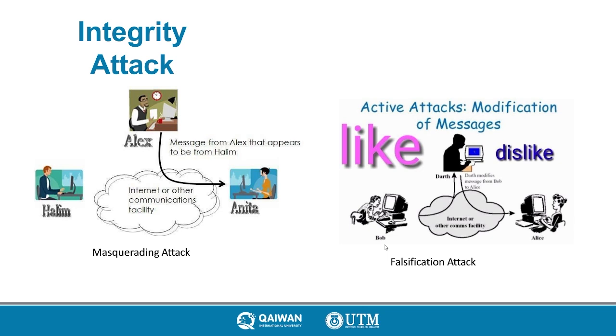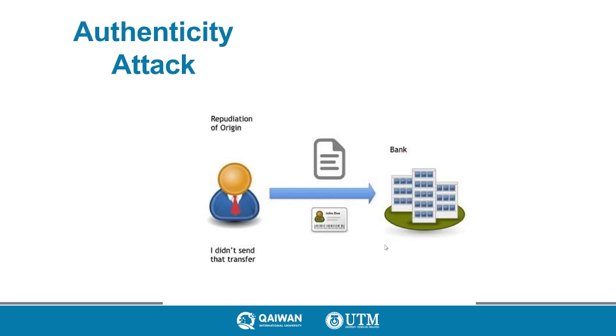Or falsification. This one would be masquerading or pretending to be someone. A falsification attack would be if Bob wanted to send Alice a message, the man in the middle, or Darth in this one, will get the message, change it, and send it to Alice, and so Alice will get a false message.